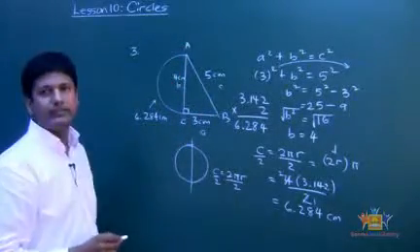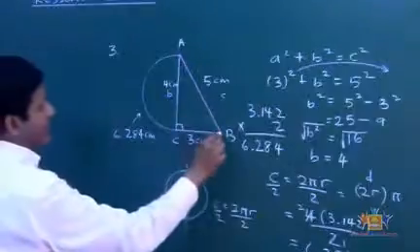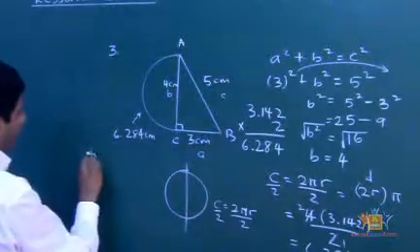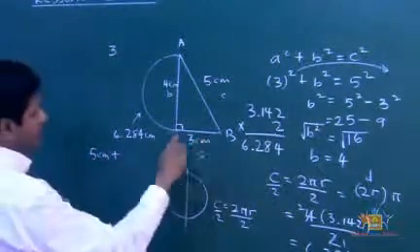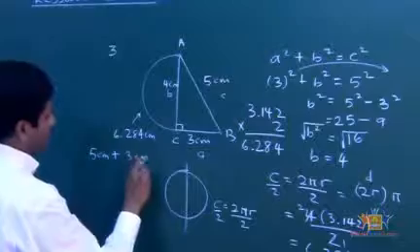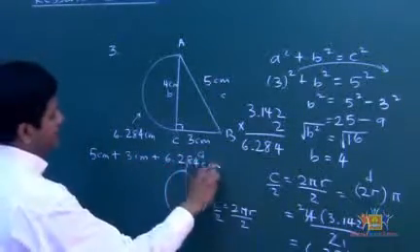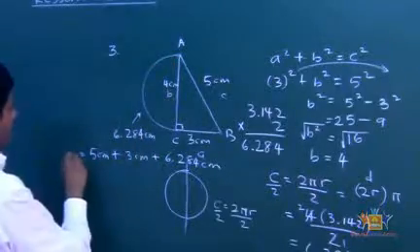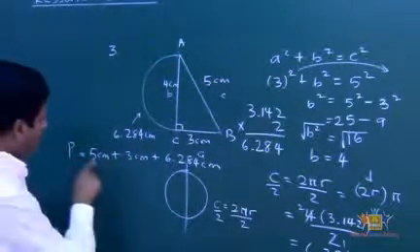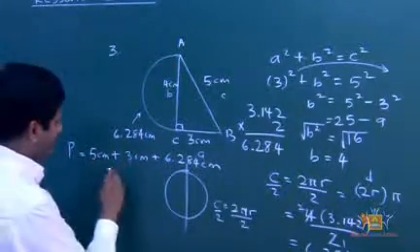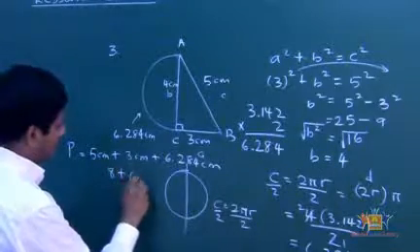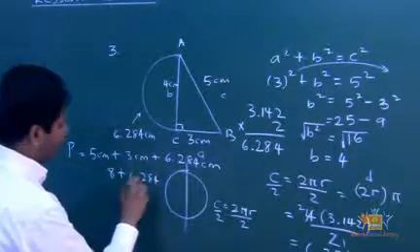And I find the total perimeter from A to B to C all the way to A. Because I know the length of A to B is 5 centimeters, plus 3 centimeters, plus 6.284 centimeters. Right there, and that's the perimeter. So 5 plus 3 is 8. So we're going to do 8 plus 6.284.